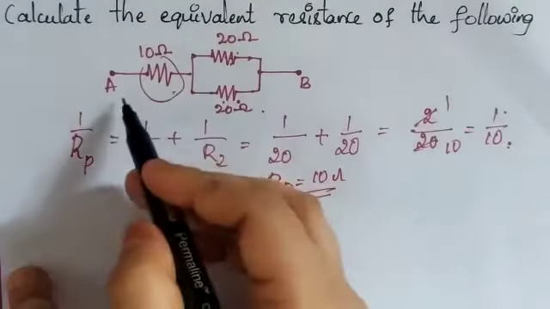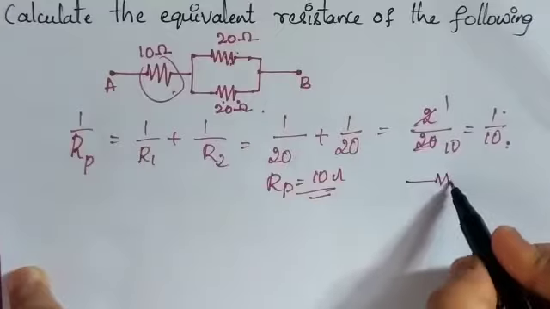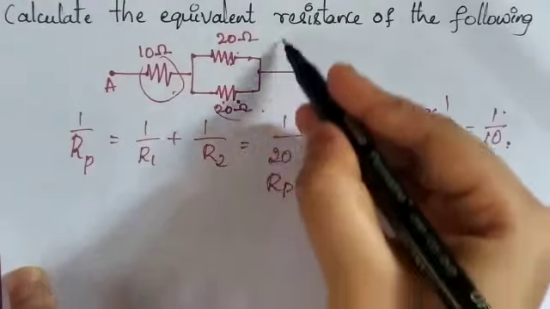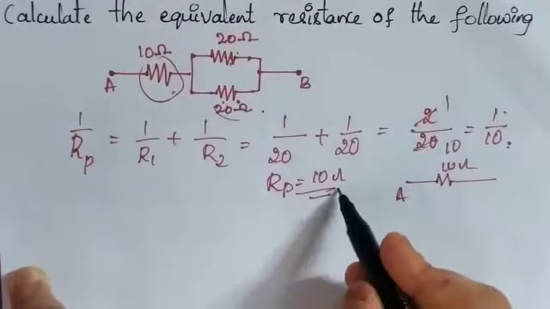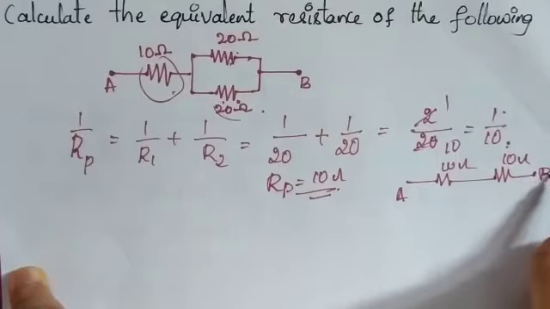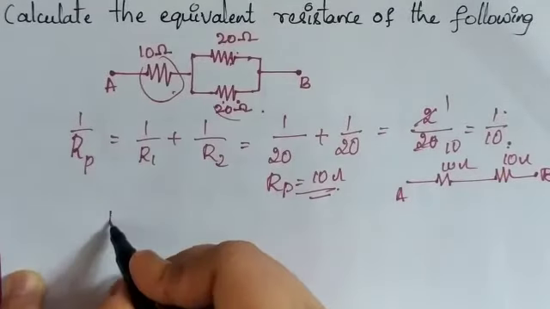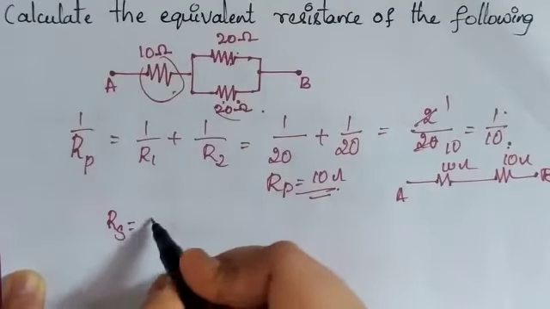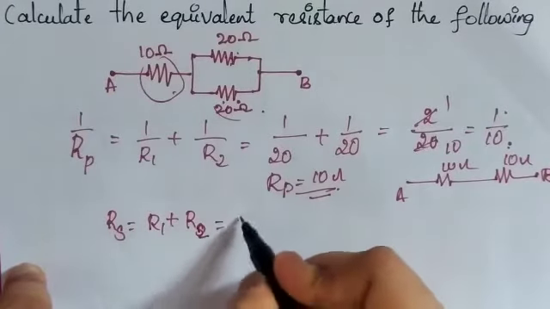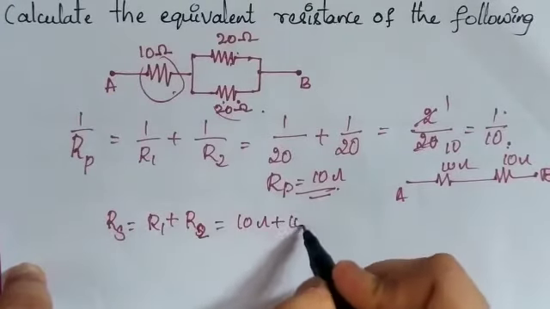So what is the equivalent resistance? This 10 ohm stays as it is, and the 20 ohm and 20 ohm have an equivalent resistance of 10 ohm. Now these two resistors are connected in series. So Rs is equal to R1 plus R2, that is 10 ohm plus 10 ohm.